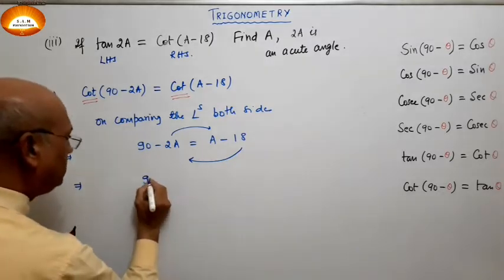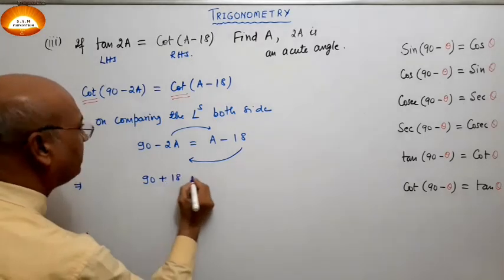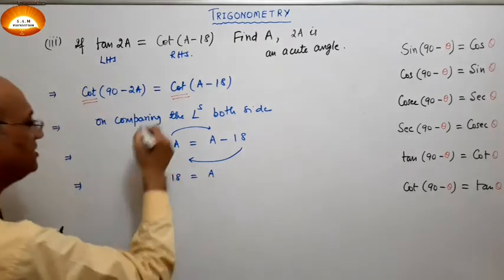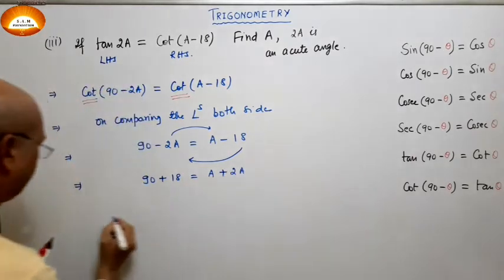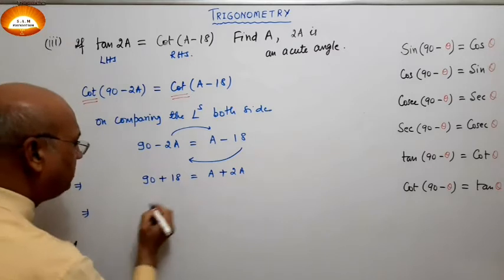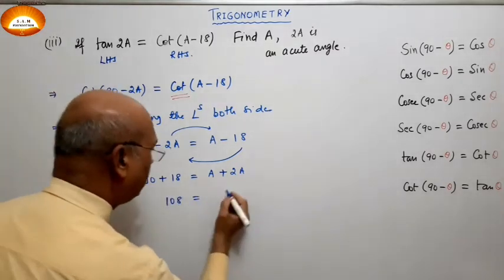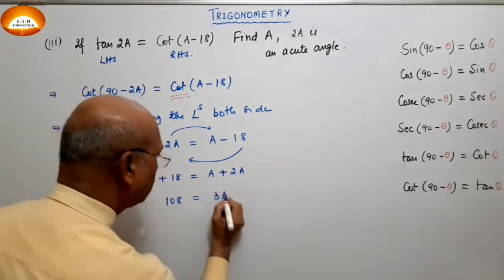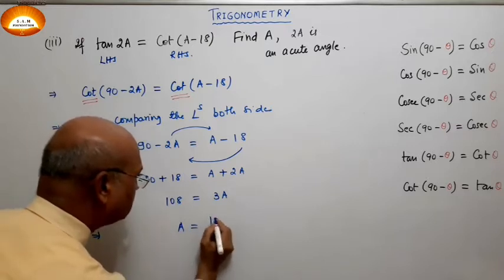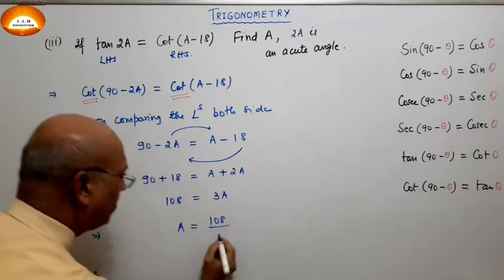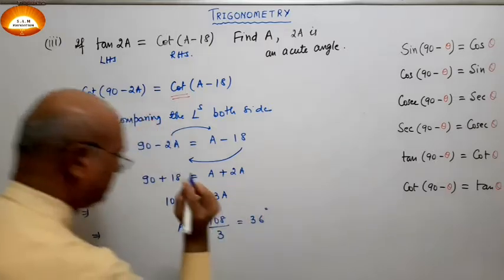So 90 minus 18 comes to this side, it will become plus 18, and this minus 2a goes to that side, it becomes plus 2a. Okay, 90 plus 18 is 108, and a plus 2a becomes 3a. And finally we get the value of a as 108 upon 3, that is 36 degrees.